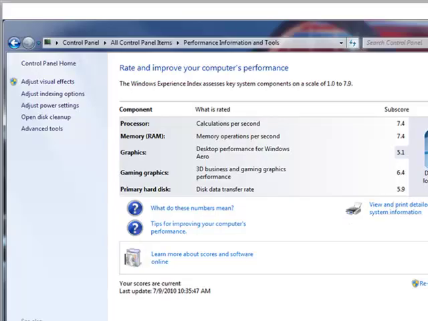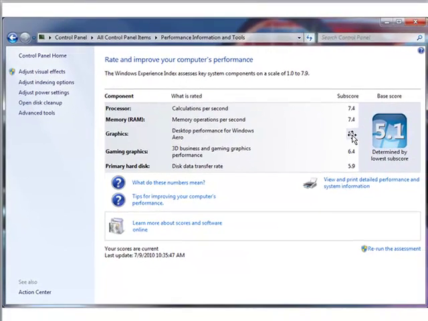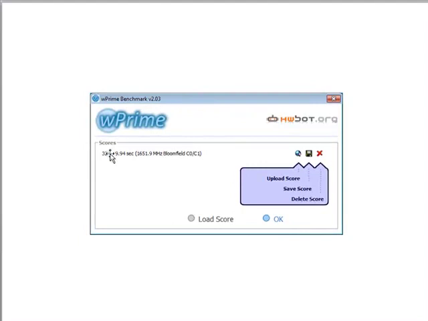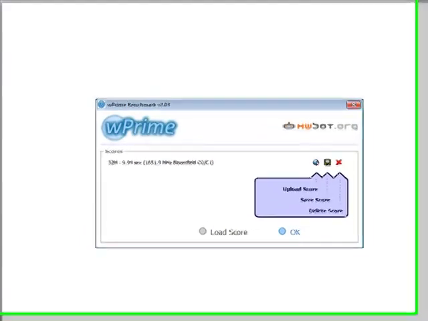6,855. Next is the simple Windows performance information. CPU and memory are both 7.4, graphics 5.1 for Aero, gaming 6.4, and the hard disk, which is just a regular 7,200 RPM 16 megabyte cache Samsung hard drive, is a 5.9. Now W Prime 32 million is 9.94 seconds. The clock speed here shown is wrong.